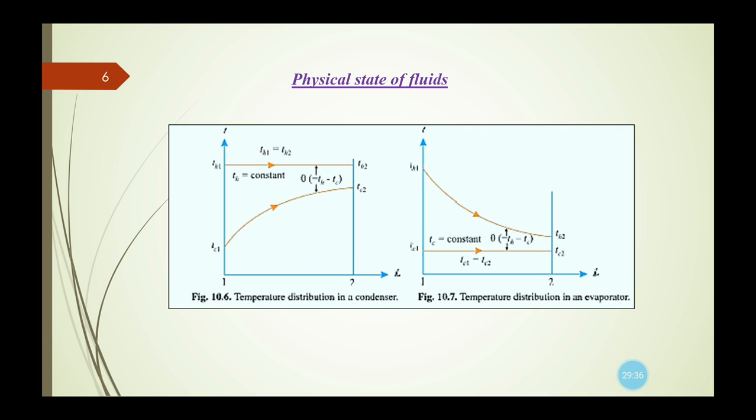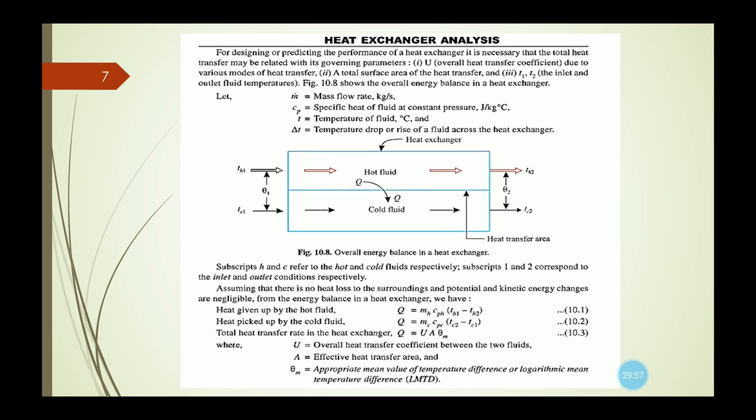So here you can see that the temperature of the cold fluid remains constant, and the temperature of the hot fluid is gradually decreasing from the inlet to the outlet of this evaporator. So these were the different classifications of the heat exchanger.